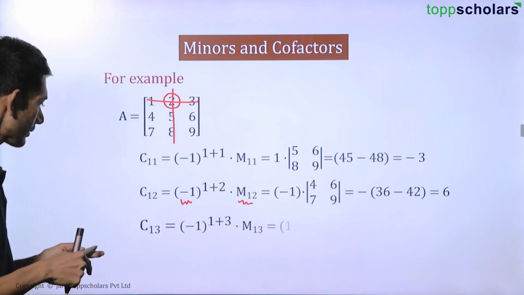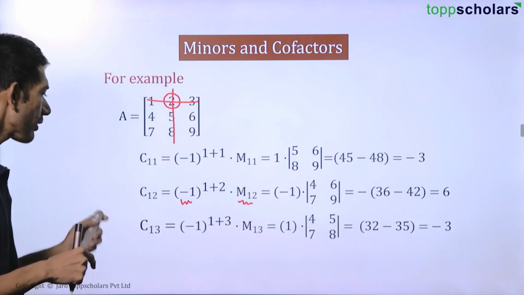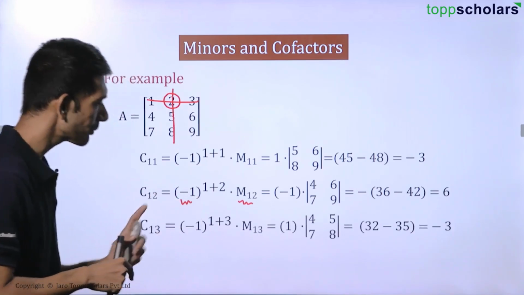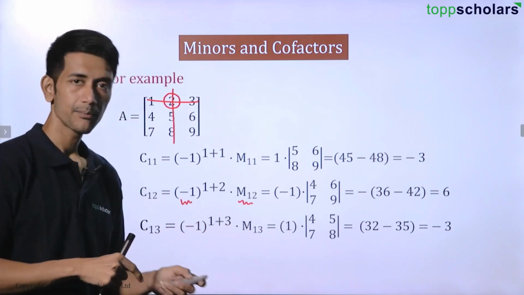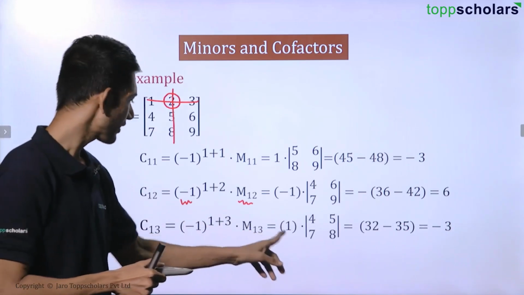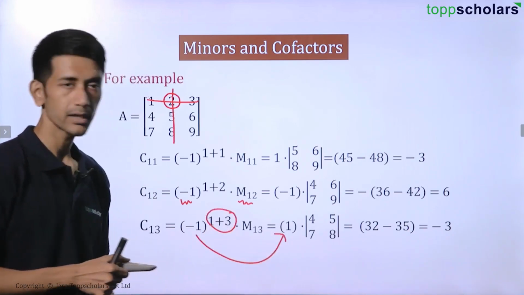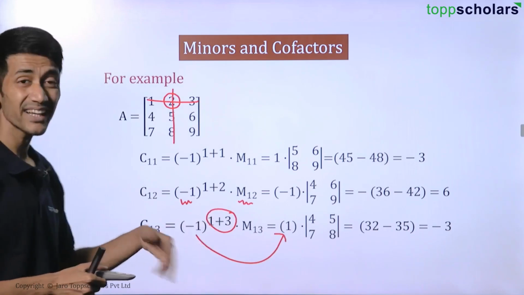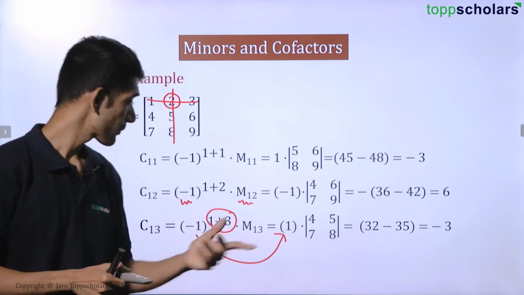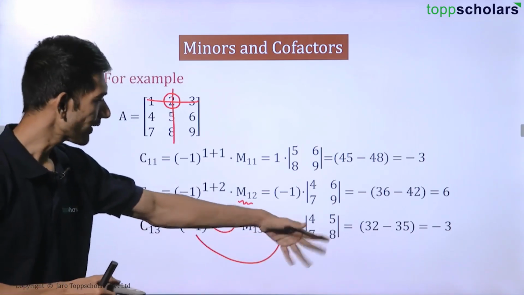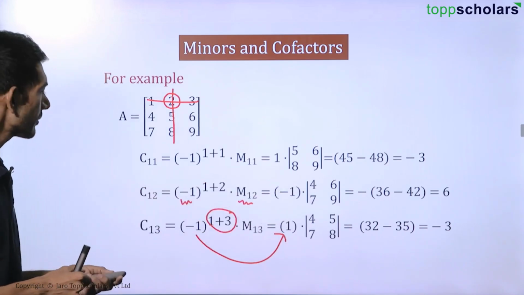Then we'll find C13. What is C13? Minus 1 raised to 1 plus 3 into M13. That is further equal to minus 1 raised to 4. So we'll have the positive 1 over here because minus 1 raised to an even power is 1. That is 1 times the matrix 4, 5, 7, 8. You solve it, you get minus 3.